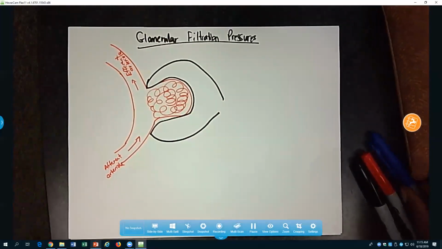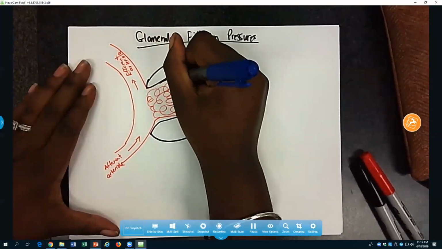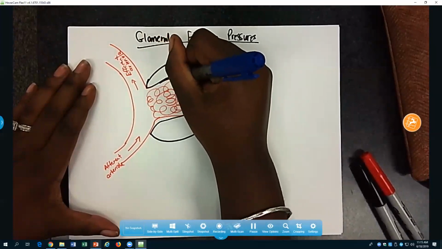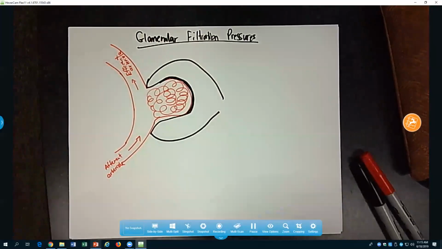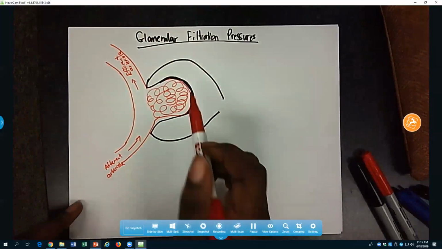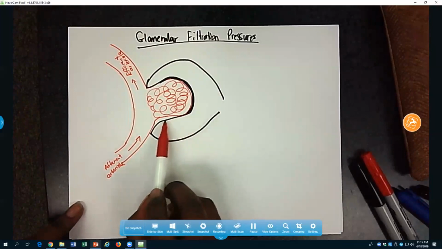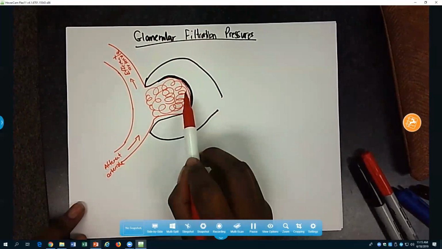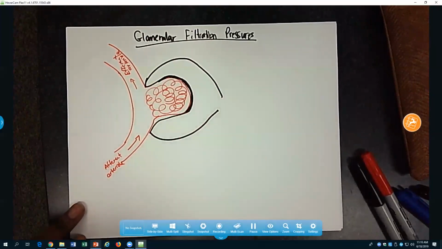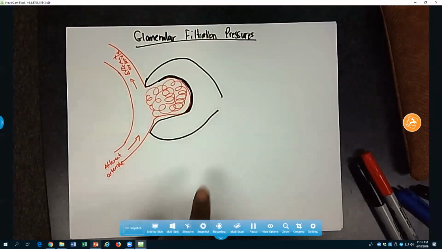Okay. Just to remind ourselves, draw this here. The three layers that this blood or plasma has to move through in order to get into the Bowman space: the fenestrations of the capillaries, the basement membrane of the glomerulus, and then the visceral layer. There's two layers, the parietal and the visceral layer of the Bowman's capsule. And then we're going to have this filtrate sitting in the Bowman space.